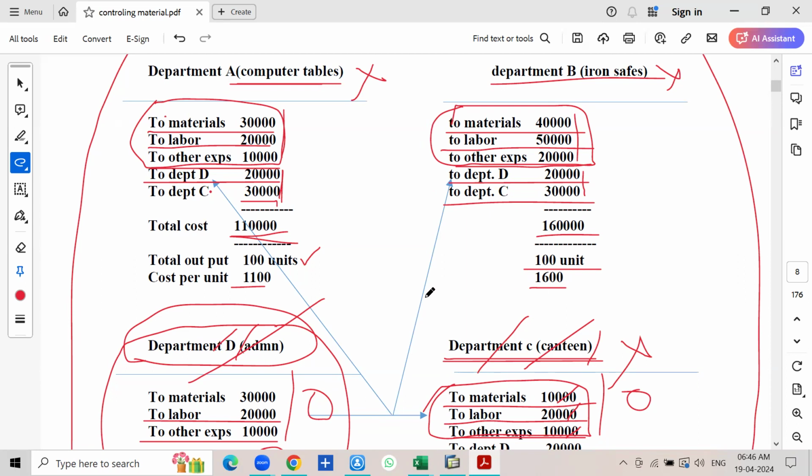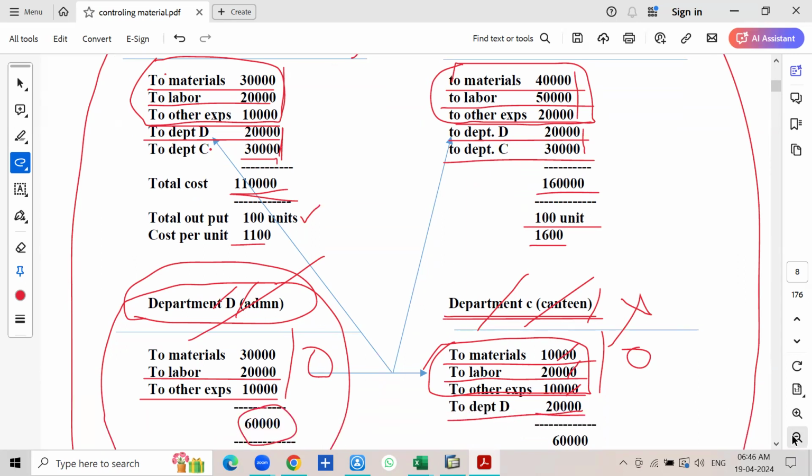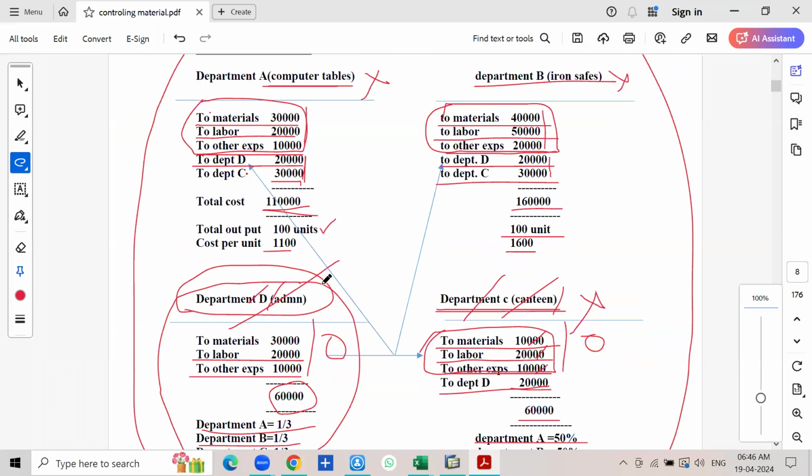So if you understand this, let us go a little deeper into this. Here we have made one assumption. What is that assumption? Department D is giving services to Department A, Department B, and Department C, right? So we allocated the cost to A, B, C departments. Then one assumption we have made is Department C is giving services to A and B only. But that is not the realistic assumption, right?